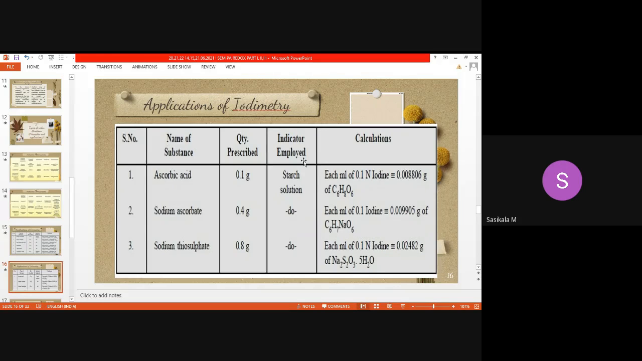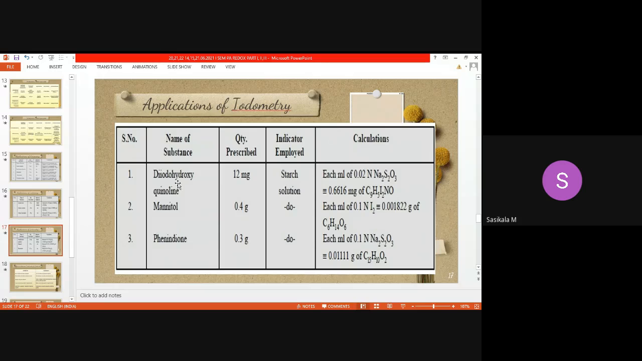Then, applications of iodimetry: the drugs assayed by iodimetry using direct iodine solution. Here you can see the burette content is iodine solution. What are the drugs? Ascorbic acid, sodium ascorbate, sodium thiosulfate. These can all be analyzed by iodimetry using a direct iodine solution.